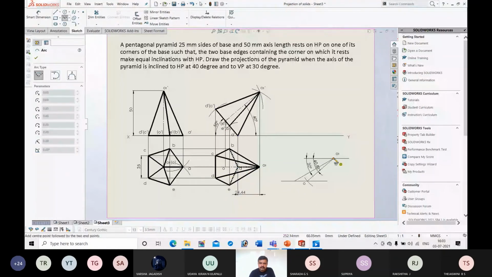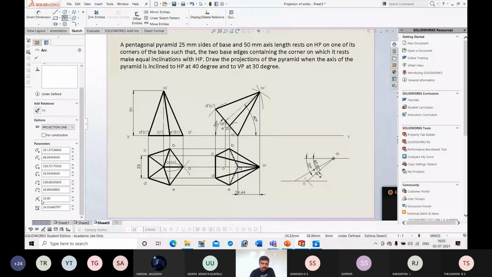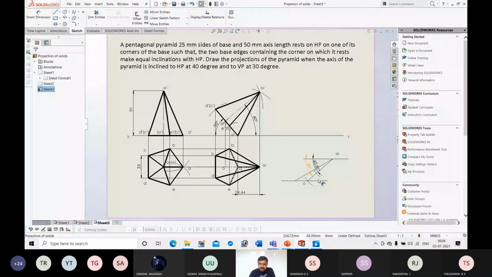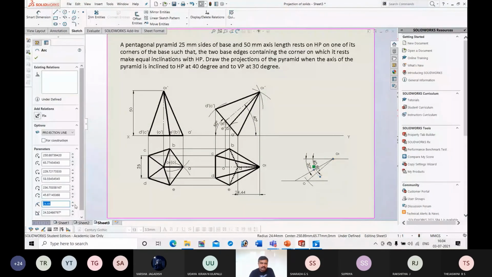Okay, O1 as center and radial distance, that is 24 point. So I will draw an arc. Okay, so next, I will mark the points. So this is A. I will mark the point.